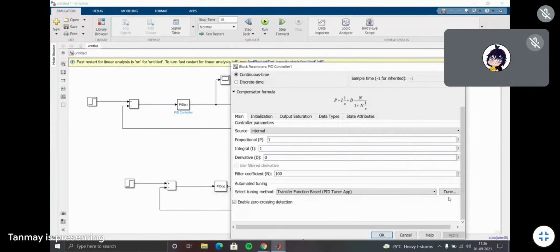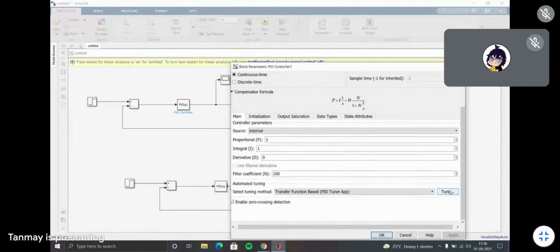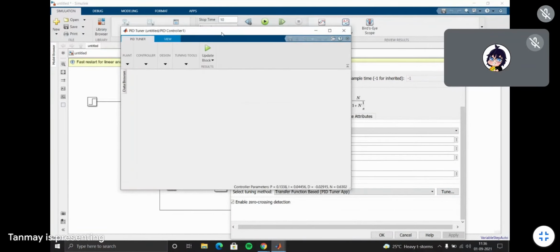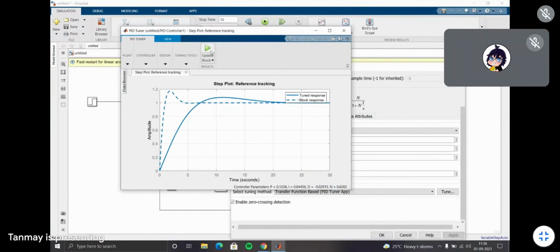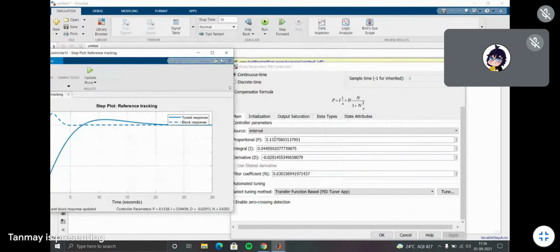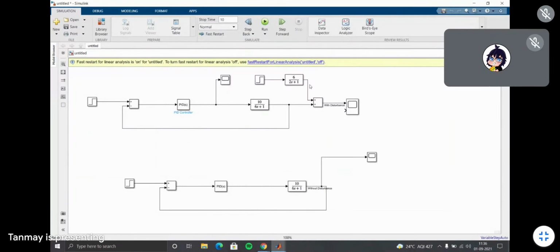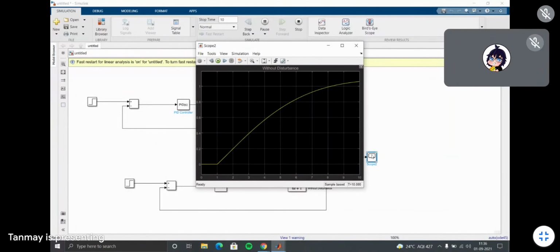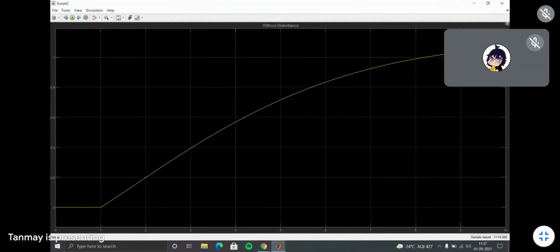You just click on tune. Now, when you tune it, there is an option over here, the update block. When I click on update block, all my values here are going to change. This is the actual tuning done by my PID control. Now, when I run this one, here is the graph without overshoot. This is the tuned one, ma'am.